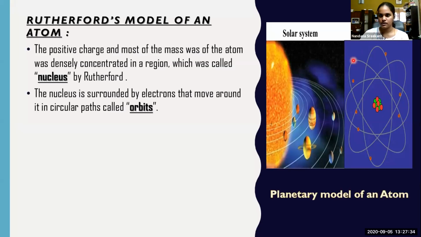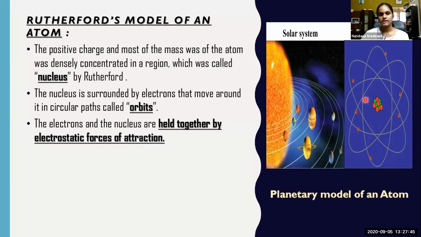You see these orbits here, and there are these small electrons revolving around them. They revolve at high speed with high acceleration. The next one is that the electrons and the nucleus are held together by electrostatic forces of attraction, which means the nucleus is positively charged and the electrons are negatively charged. We know that like charges repel and unlike charges attract. So due to them being unlike charges, there is an electrostatic force of attraction which keeps them together.